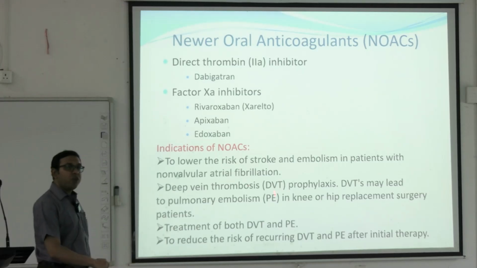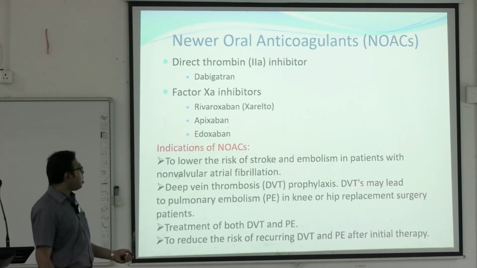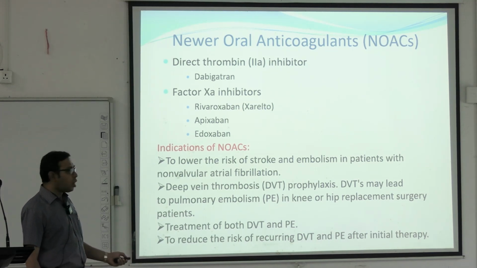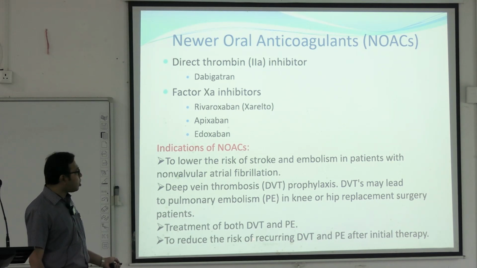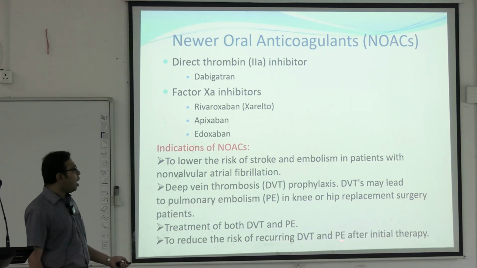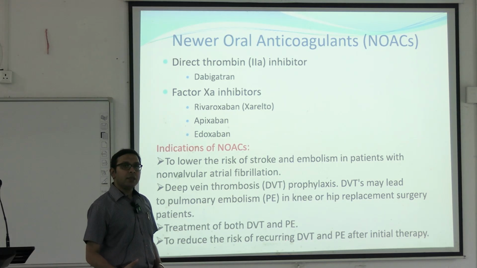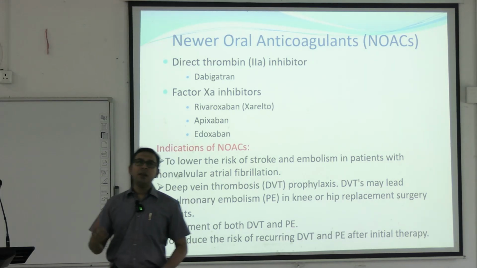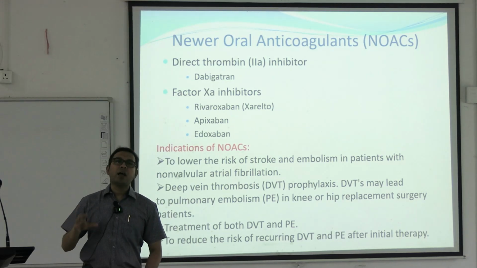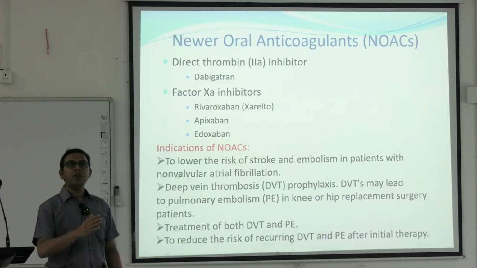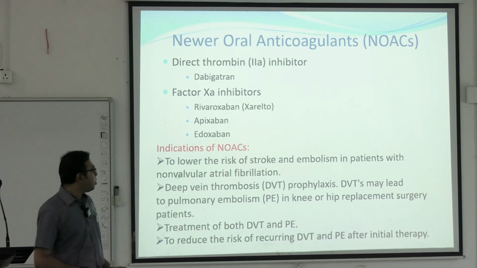Again, in case of the treatment of the deep vein thrombosis, prophylaxis and treatment, deep vein thrombosis may lead to pulmonary embolism. Treatment of both deep vein thrombosis and pulmonary embolism, and to reduce the risk of recurrent deep vein thrombosis and pulmonary embolism after initial therapy. Apart from this, it has also been given in some cases to decrease the chances of the myocardial infarction if there is any history of the myocardial infarction or acute coronary syndrome.